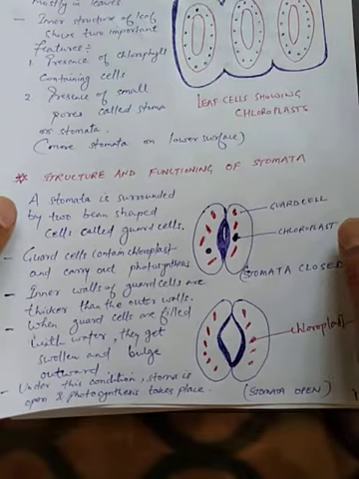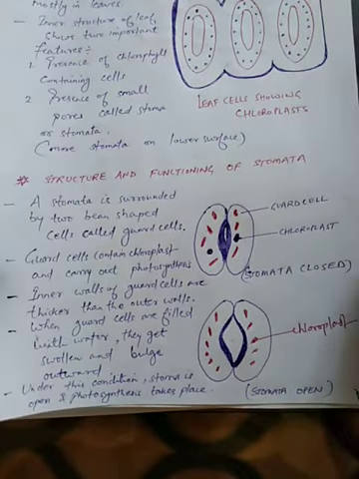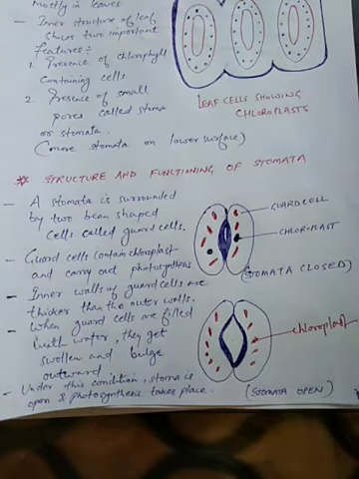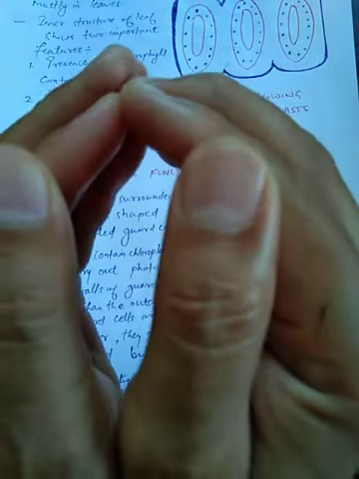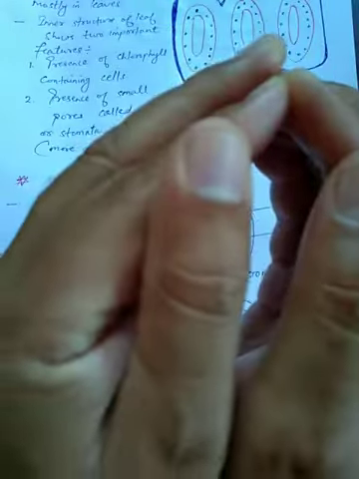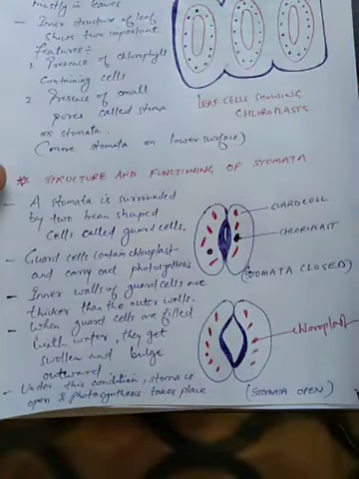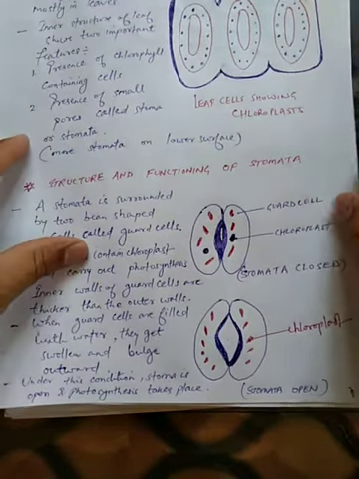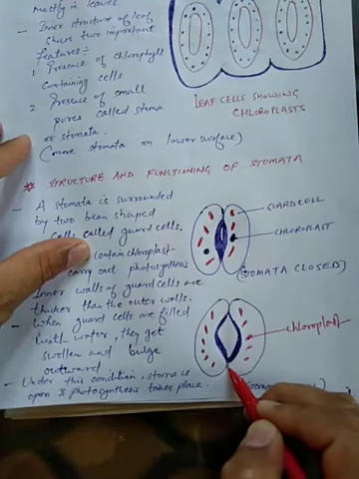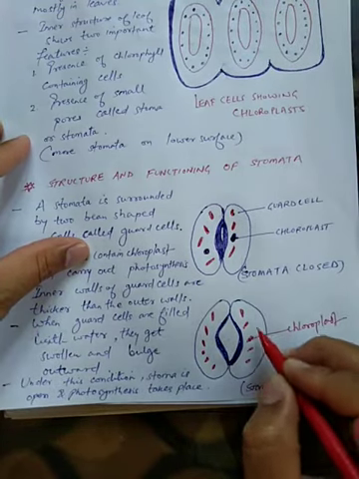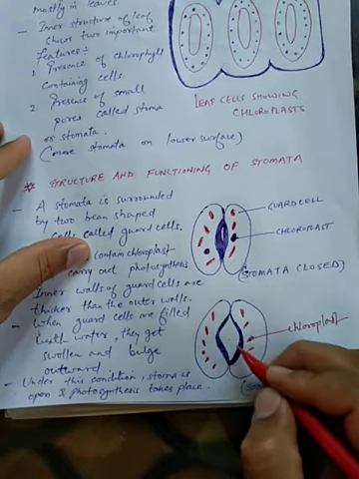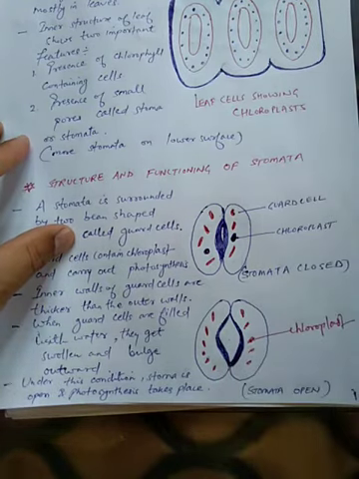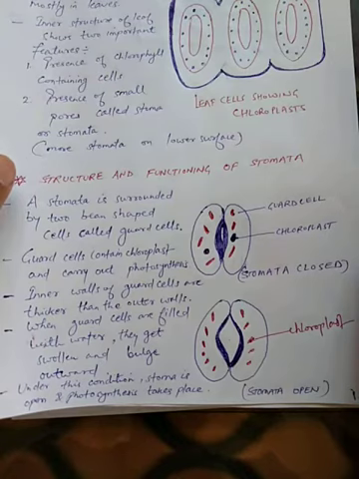So due to this, the guard cells bulge out, like they will become like this. You can see my hand, my palm, it gets bulged out, and the stoma or the pore opens and photosynthesis takes place. In this case, the water will enter into the guard cells, they will bulge out, and there will be opening of the stomata. As a result, the process of photosynthesis will take place.